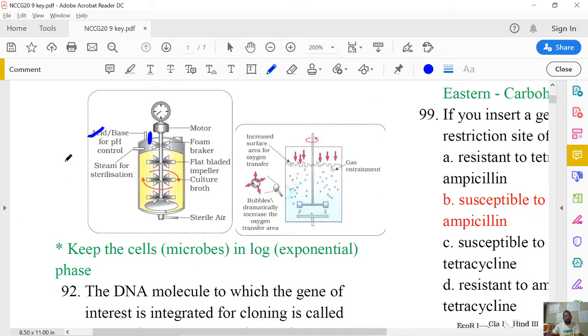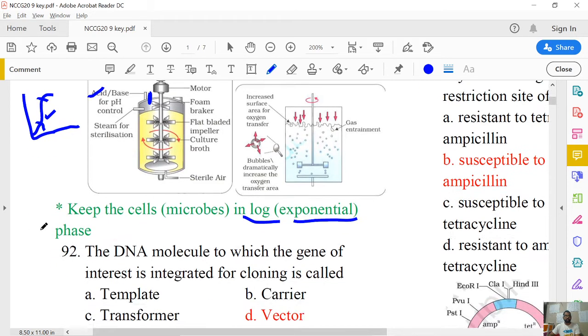So whichever the bioreactor it is, whether it is a stir tank bioreactor or any other bioreactor, the purpose of bioreactor is to keep the cells in log phase or exponential phase. So as we know, in the growth curve, there will be initial lag phase followed by the log phase and then the stationary phase. So by maintaining the proper conditions, we can keep the cells in the log phase, that is this phase. Because most of the products that we expect from the fermentation are growth associated products, therefore we'll keep the cells in the log or exponential phase.